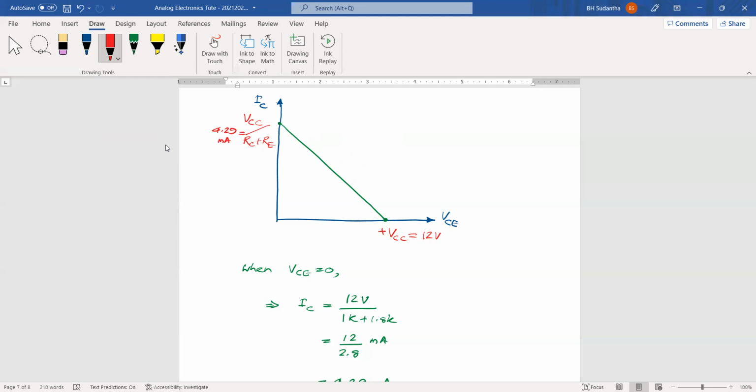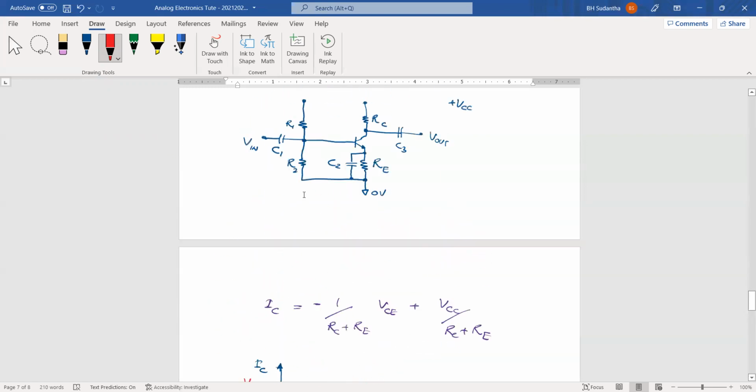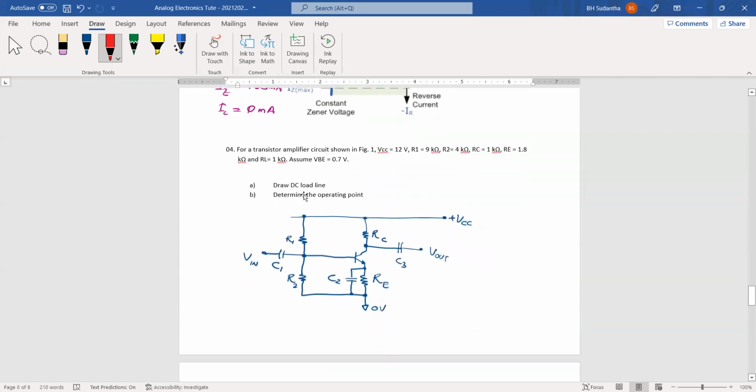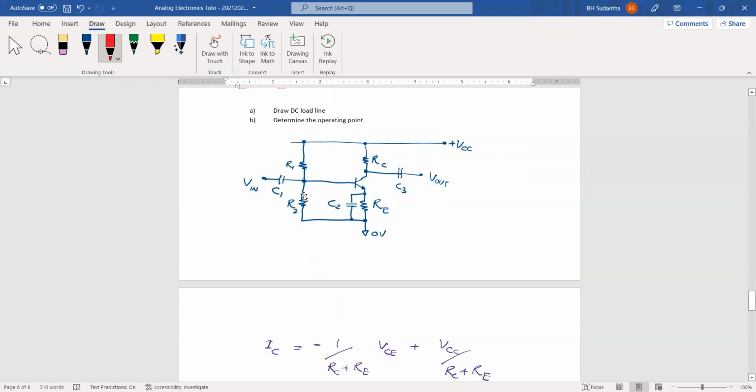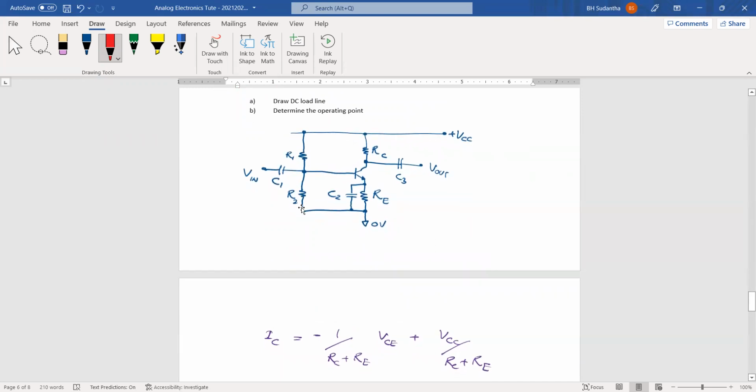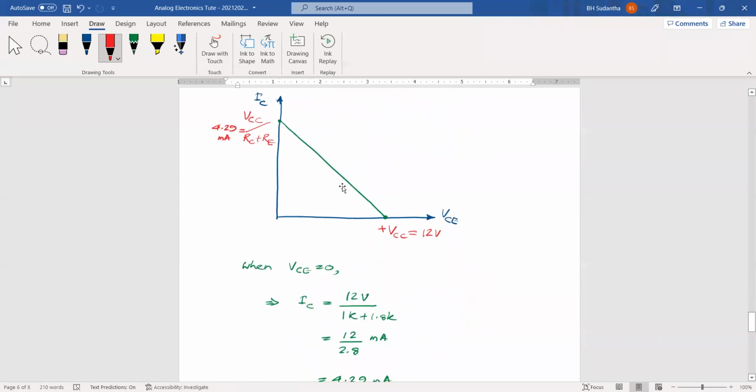Then we have to determine the operational point, Q point. How can we determine that one? We have to come from this side. When we have this voltage divider, we have to calculate this point voltage, that is VB. With that VB, you have to find the current going through this path. Can you try this one? The next step.